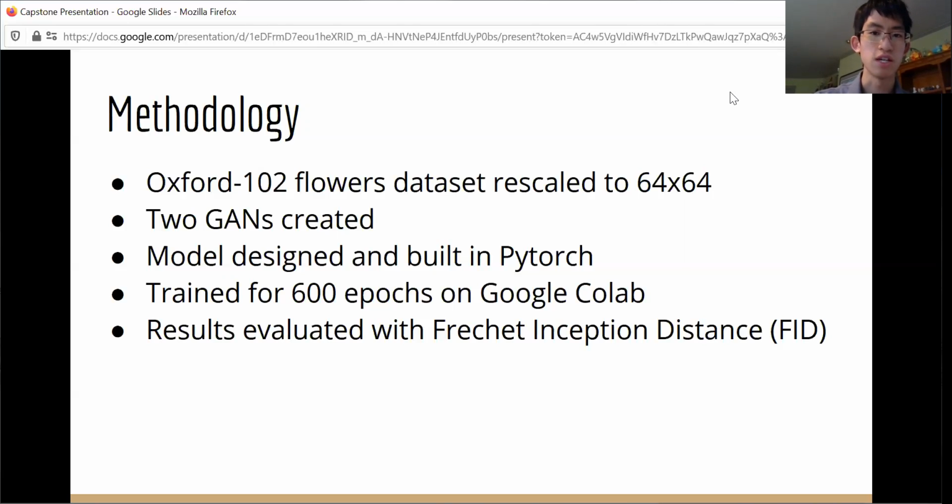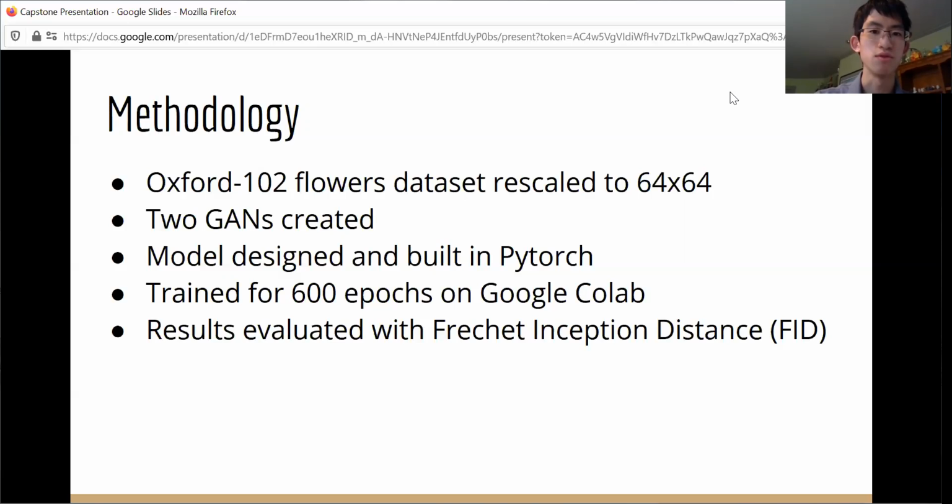For the transfer learning GAN, I used a pre-trained ResNet model with the last layer stripped to become a feature extractor. I used PyTorch, which is an open source machine learning library, which gives me the tools to build and train a machine learning model. I trained for about 600 epochs on Google Colab, which is a free cloud service that supplies a free TPU for me to train my models on.